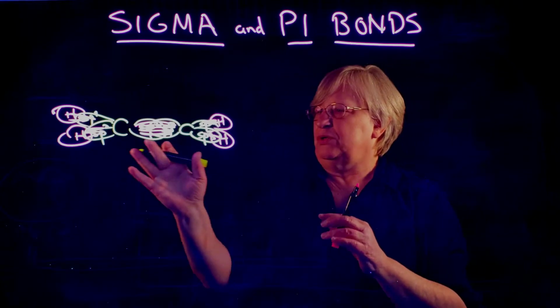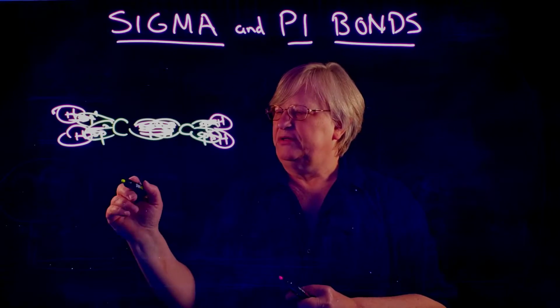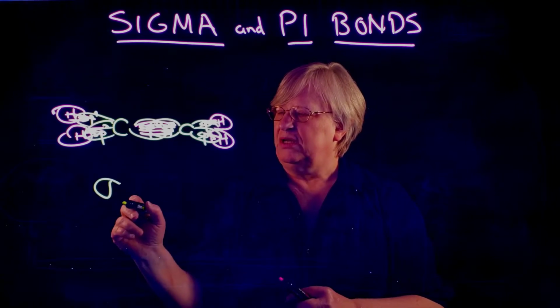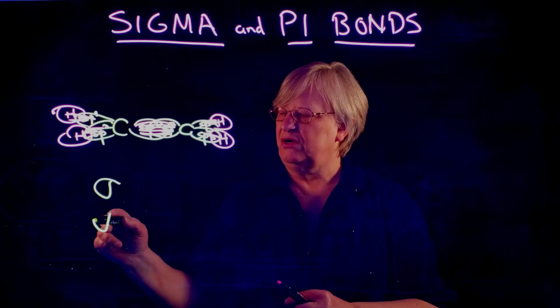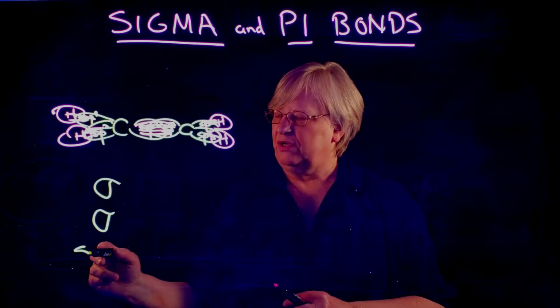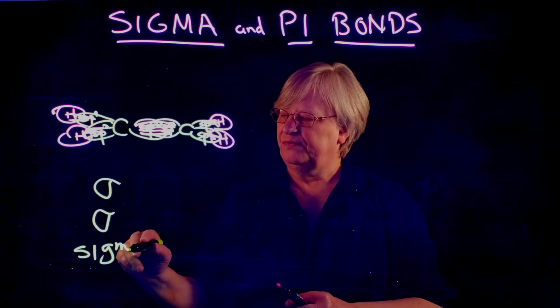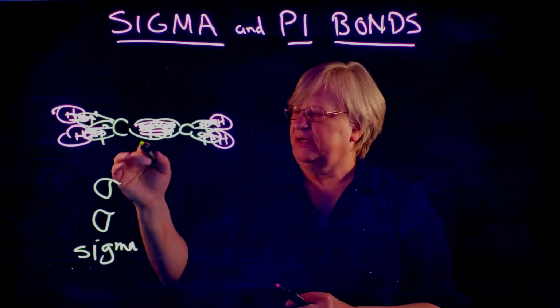That sp2 overlap forms what we call a sigma bond. So sigma is the Greek letter sigma, and you start out here and you kind of get a little cowlick on top of its head. That's the Greek letter sigma. That's the lowercase sigma. Big sigma looks quite a bit different.